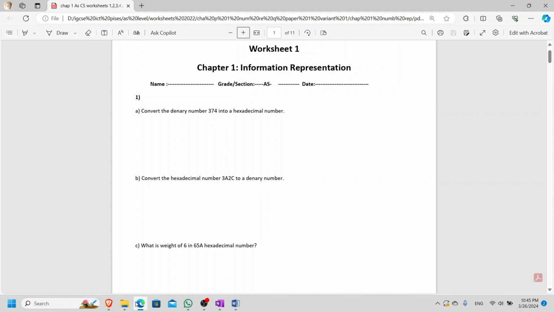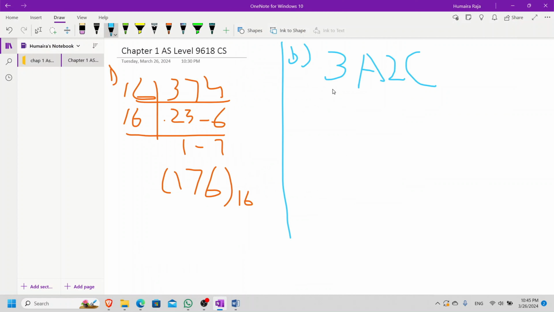So what is the number? 3A2C. Now I have written this number over here. What do I have to do? Simple, very simple. Just remember some rules. 3 multiplied by 16. You have to multiply each digit with 16, because this is a hexadecimal number, and then keep on adding the next digit.